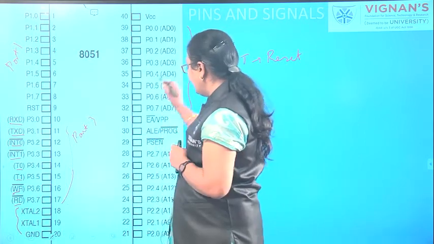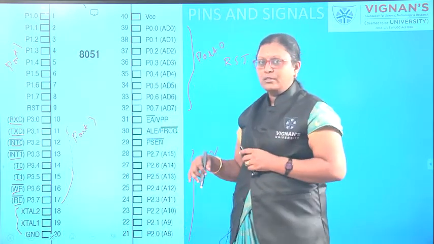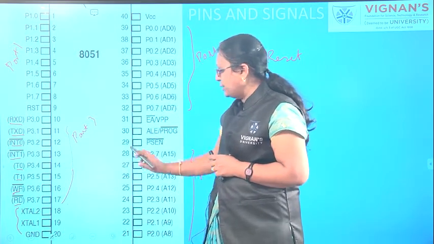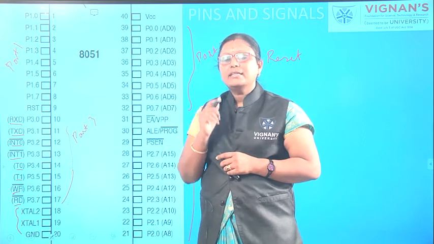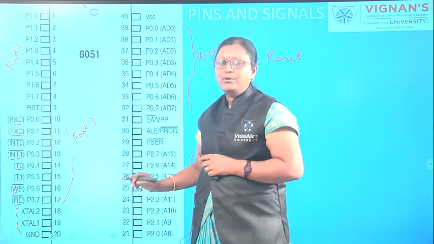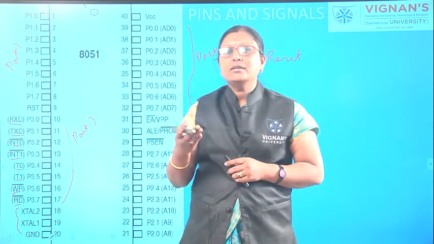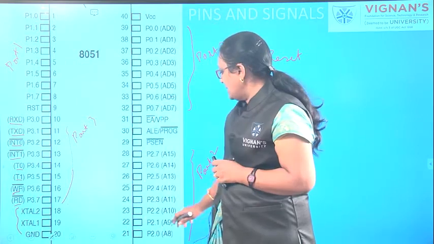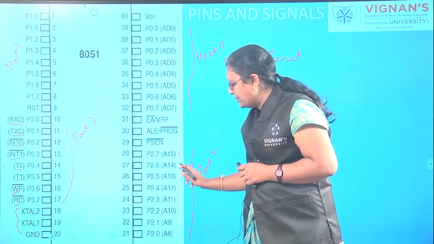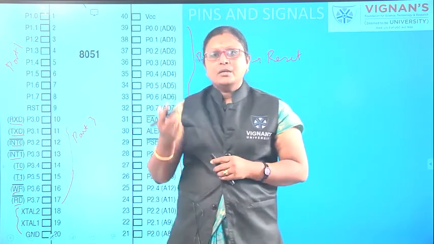Okay, and then coming to the next section of your pins and signals, it starts from pin number 21 to pin number 28. I told you that these pins are allocated for port 2, right? Port 2 consists of the higher order address bus signals. So A8 to A15 are the higher order bits of the address bus signals.